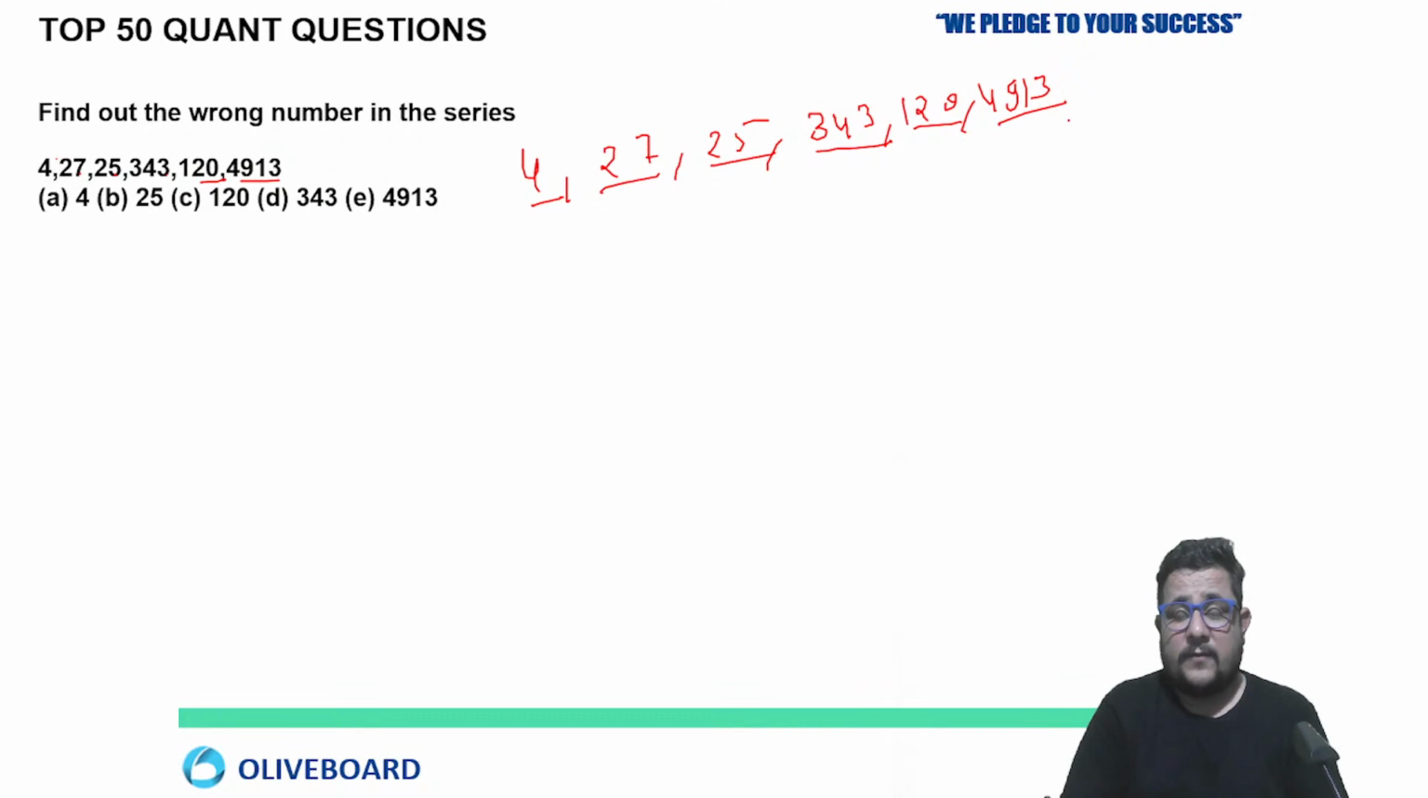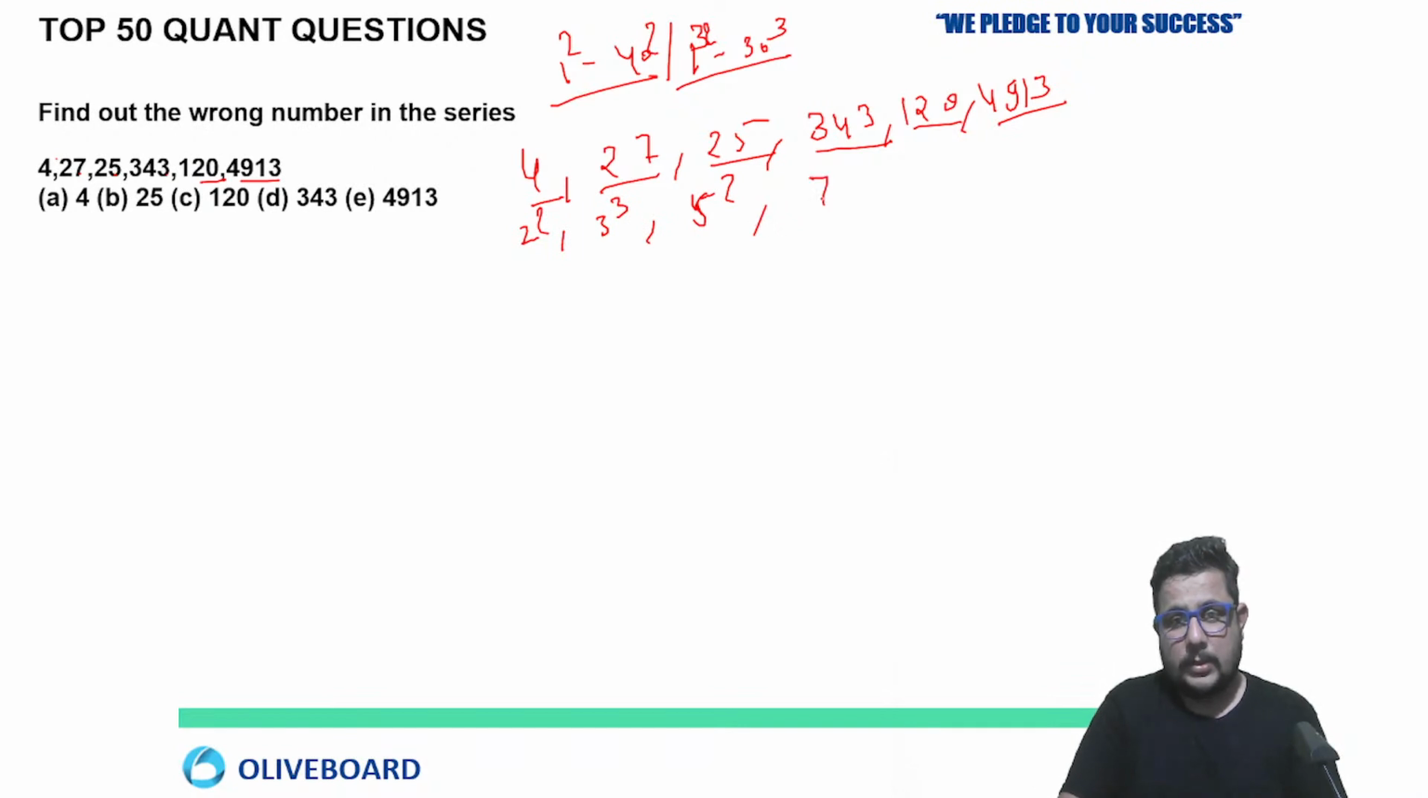For that you must remember the cubes. That's why I said you must keep 1 to 40 squares in your mind, and 1 cube to 30 cube. And the nearest values of these squares and cubes you also have to remember. So see, 2 square, 3 cube, 5 square, 7 cube. So 2, 3, 5, 7: these are the consecutive prime numbers.